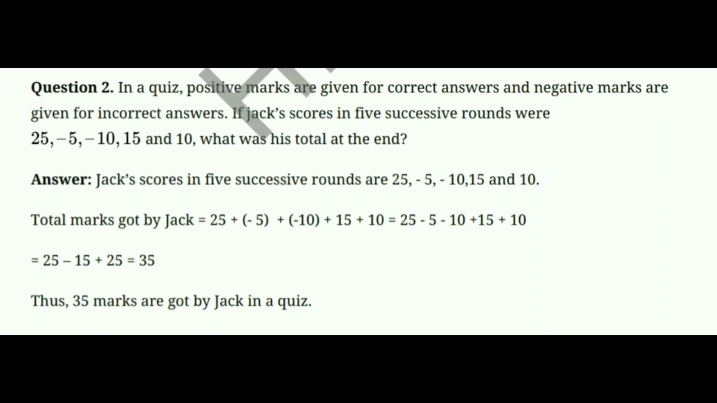Now 25 minus 5 means at the end of the second round his score was 20. Then -10 means at the end of the third round his score is 10. In the fourth round he scored 15. So 10 plus 15, 25. And in the last round he scored 10. So 25 plus 10 gives 35. So Jack's final score is 35 marks. Understood, children? Okay.